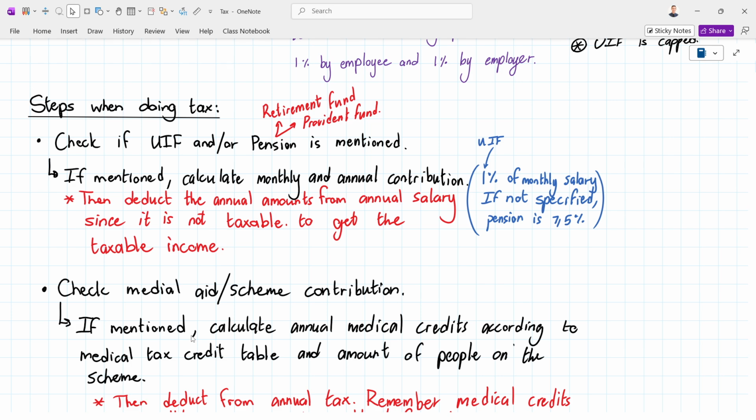Then you deduct the annual amounts from the annual salaries and, well, there, I've just said it actually. It's not taxable, and that's how you get your taxable income. Again, UIF is 1%, and if not specified otherwise, pension, retirement, provident fund is 7.5%.